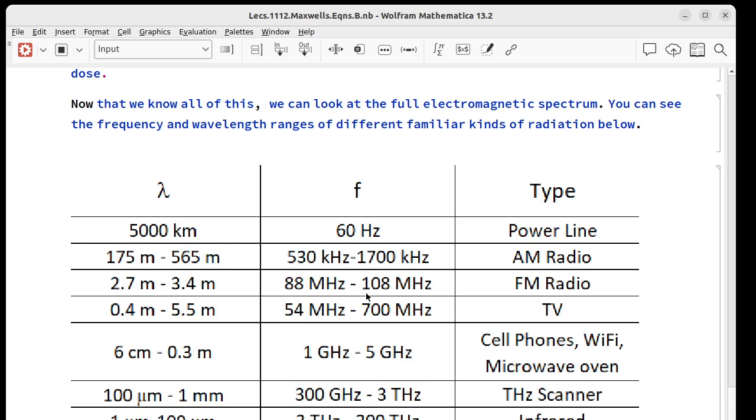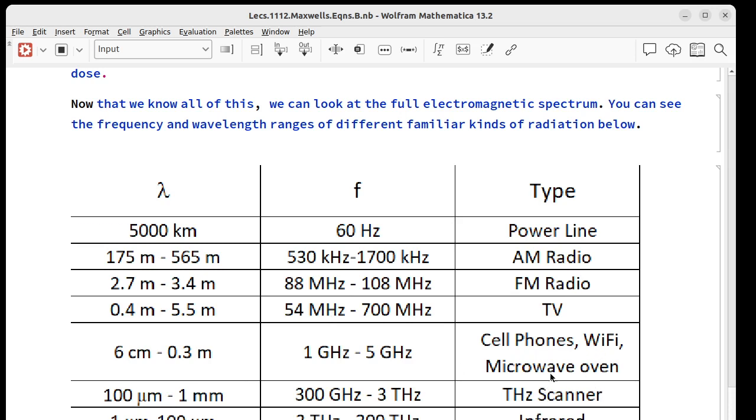FM radio is much shorter wavelength. It's from 88 megahertz to 108 megahertz, and it's about 3 meters. By the way, these are not physical specifications, this AM and FM. This is what the FCC says in the United States we're going to use for AM and FM radio. Broadcast TV goes from 54 megahertz to 700 megahertz. Very long ago, before the signals switched to digital, you used to be able to pick up channel 6 broadcast TV on an FM radio, because there is some overlap here.